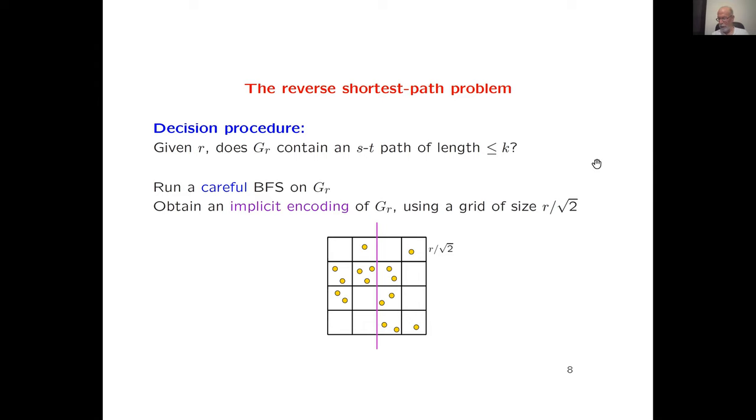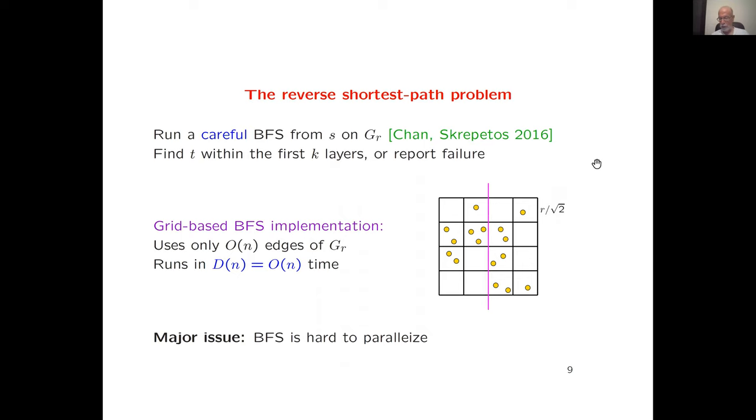Now, to test whether it has a path of length at most K, you want to run BFS on the graph. But again, if you run BFS naively, you might take quadratic time, which you want to avoid. So you do it more carefully, with a grid-based approach. This has been done by Chan and Skrepetos some time ago, and they implemented it to run in linear time.